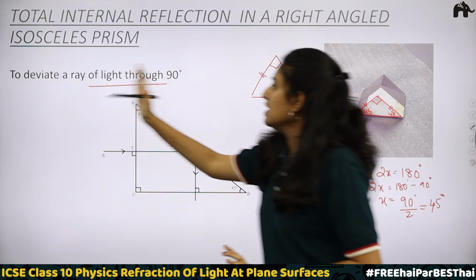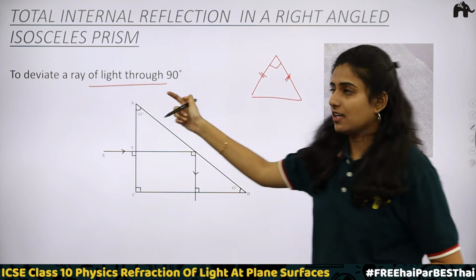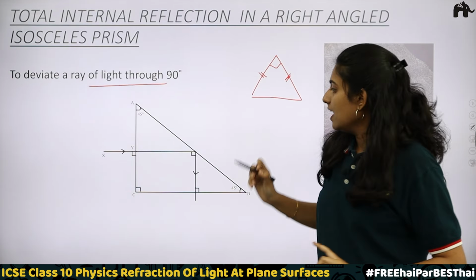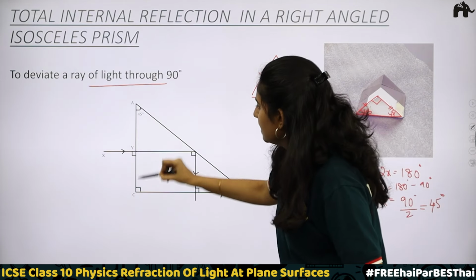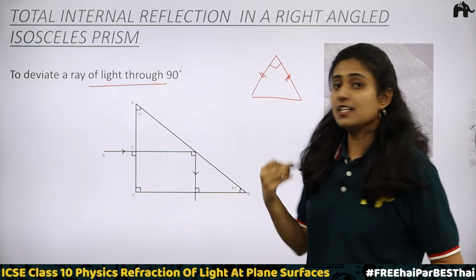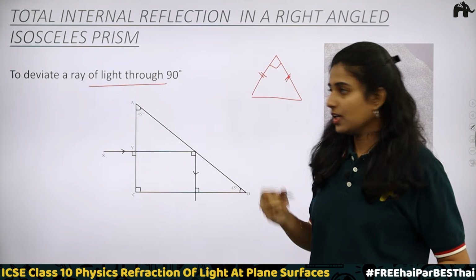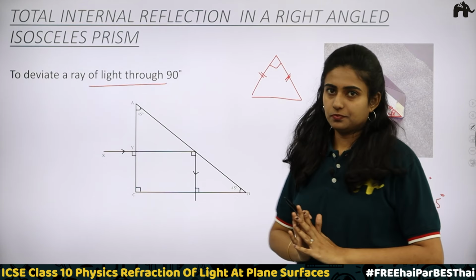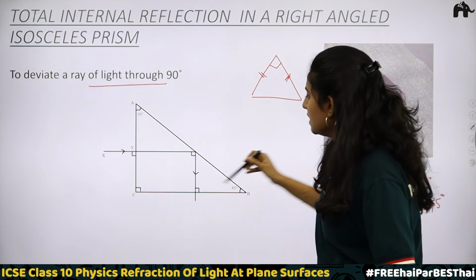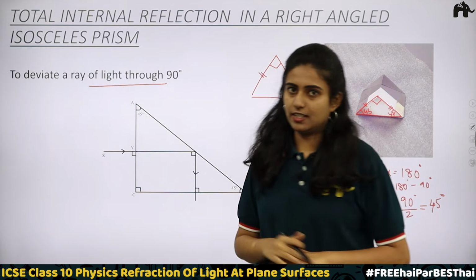Okay, let's see how the light gets deviated through an angle of 90 degree. Here we have two refracting surfaces. AC and CB are the refracting surfaces, so these are the equal sides of the isosceles triangle. And here this is the hypotenuse. Why? Because we have a 90 degree here.